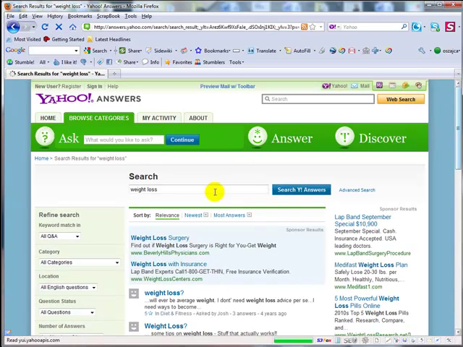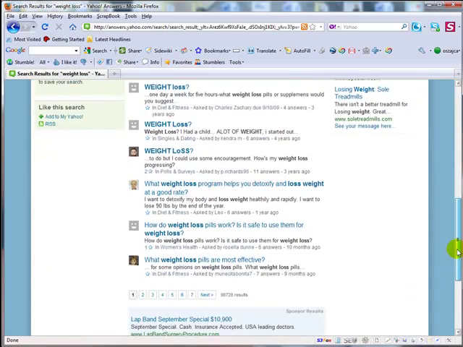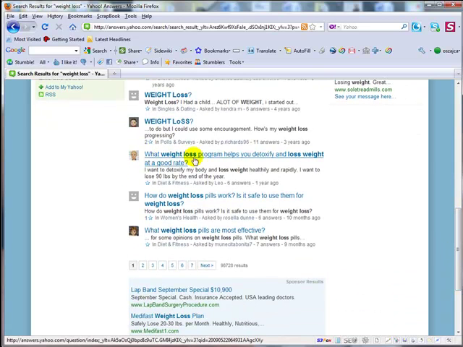Now what you see, you want to disregard these first two because these are paid ads, these are sponsored links, but if you scroll down here, you're going to see straightforward questions. What weight loss program helps you detoxify and lose weight at a good rate? So right there, this in itself is an article concept. You could just expand upon that and you'd have an article, but it also shows you something that a real person is actually interested in. They're interested in not only losing weight but detoxification, and potentially this might be something that you had not thought of, and it really gives you a peek into the mindset of some real customers.